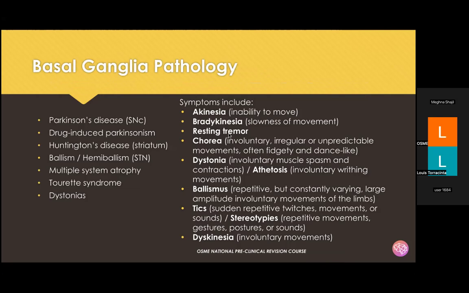You get involuntary, irregular, unpredictable movements that are very fidgety. So you see someone with Huntington's, it just looks like they can't sit still. You may get dystonia, so they get involuntary muscle spasms, contractions, okay? It's just difficulty stopping movements, involuntary writhing movements, athetosis. You might get ballismus, which is when you get sudden hyper movement, like they stretch their arm out and then it comes back. You might get tics, which are sudden repetitive twitches. You might get dyskinesias, which are involuntary movements of all kinds. So a chorea is really a kind of dyskinesia, okay?